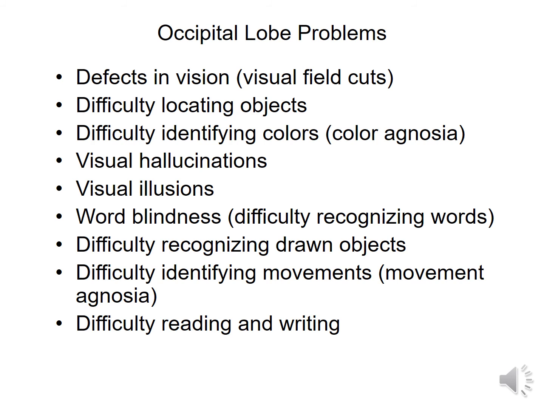This is not, by the way, the same thing as color blindness. Color blindness happens because the photopigments in the cones don't work properly. This is a brain problem. Visual hallucinations and illusions. Word blindness, difficulty recognizing what a word is. Difficulty with drawn objects. Difficulty identifying movements. And of course, difficulty reading and writing.